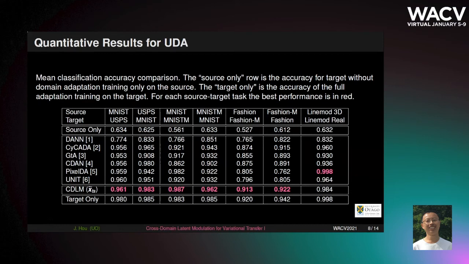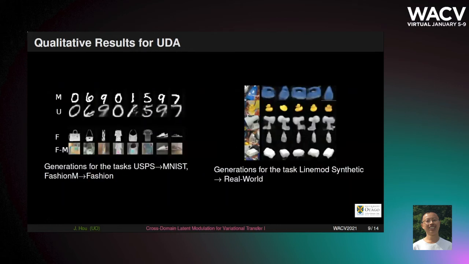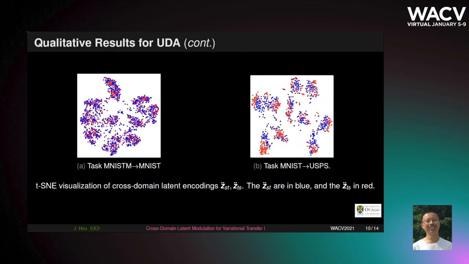We consider unsupervised domain adaptation, UDA, and cross-domain image mapping scenarios in the experiments. First, for the UDA, we can see that our model's performance is better than the compared methods. Also, our model can visualize the adaptation results. We can see that all the tasks transfer the target to the source style very well. This shows that our model has better adaptation performance. Besides, the t-SNE mapping shows that our model aligns the source and the target even better.